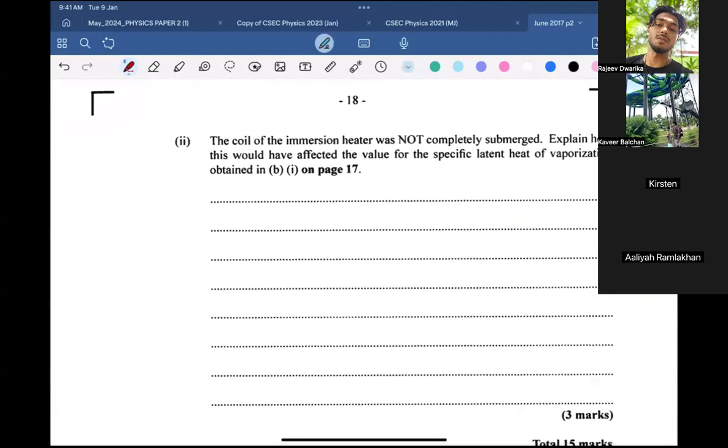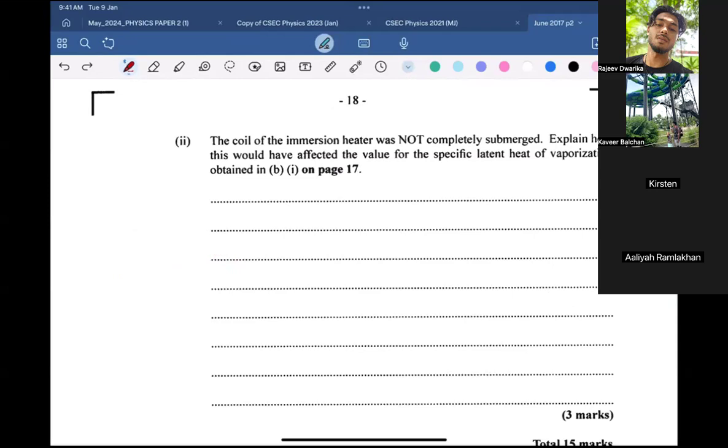The coil of the immersion heater was not completely submerged. Explain how this would have affected the value for the specific latent heat of vaporization. Okay, Aliyah and Justin and Kirsten. All your electric heaters have a coil in them. Like a metal coil inside, and it plugs into the wall. You know what I'm talking about? For the electric kettle.